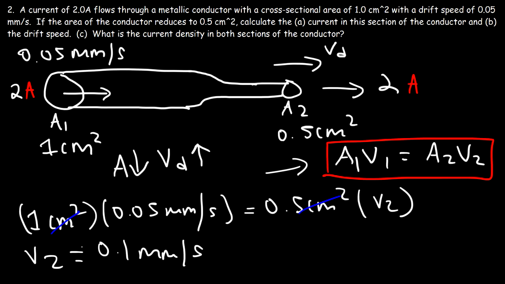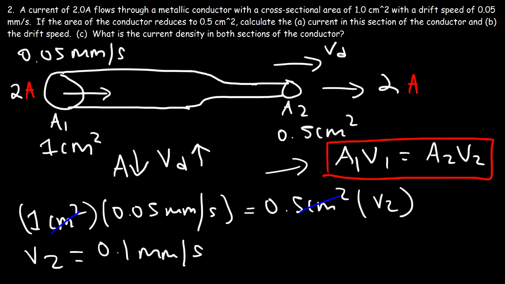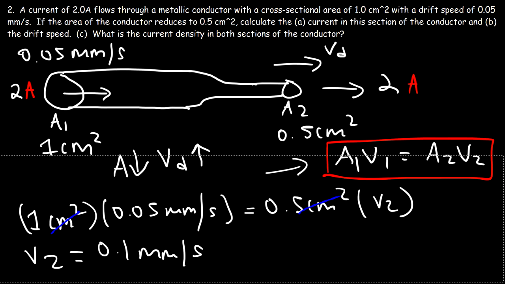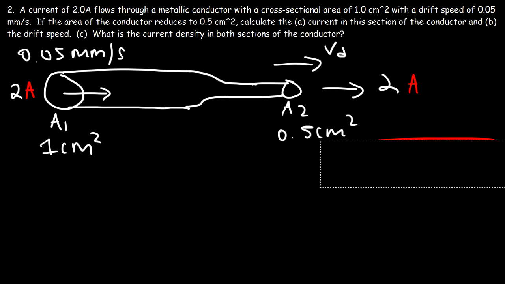So notice that we decreased the area by a factor of 2. It went from 1 to 0.5. And so the drift speed increased by a factor of 2. It went from 0.05 to 0.10. So the area and the drift speed are inversely related. Now let's calculate the current density in both sections of the conductor. So what is the current density on the left side?